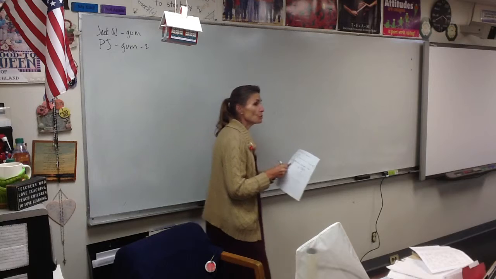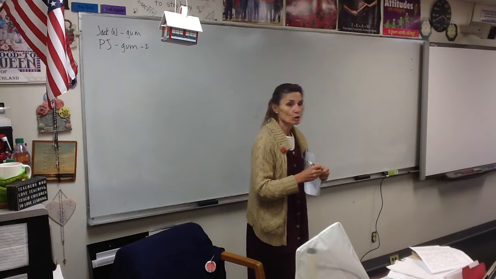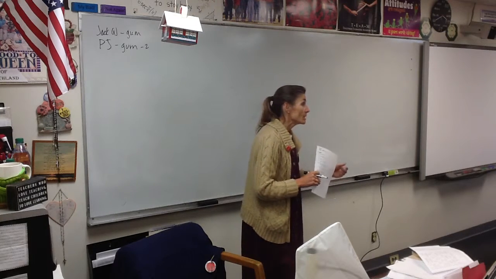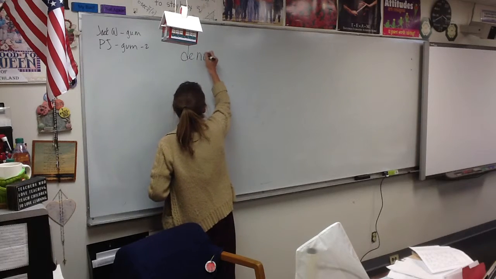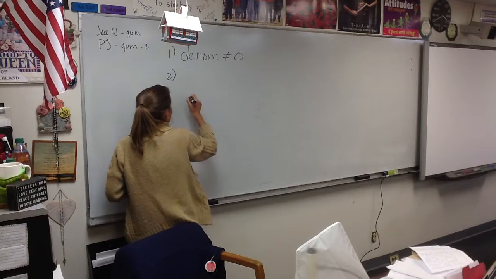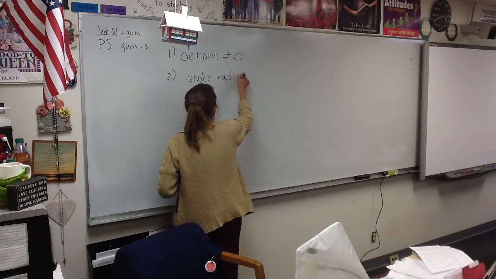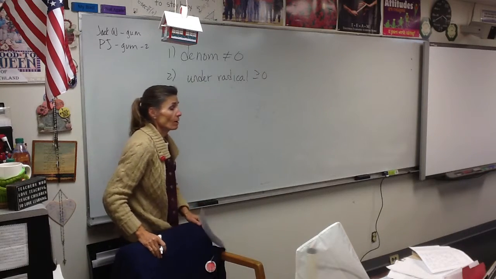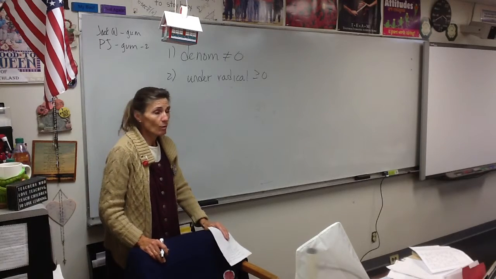What are the 2 things that we have to remember when we're talking about domain? Denominator cannot be 0. And what's the other thing? Anything under a radical has to be greater than or equal to 0. If you remember those 2 things, then you can't go wrong.